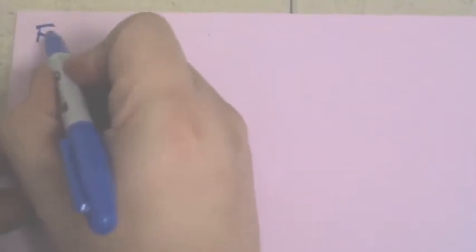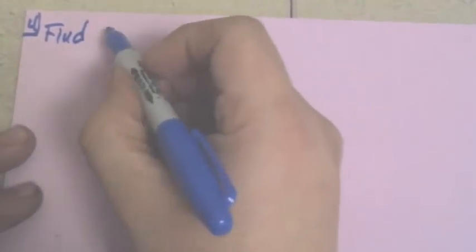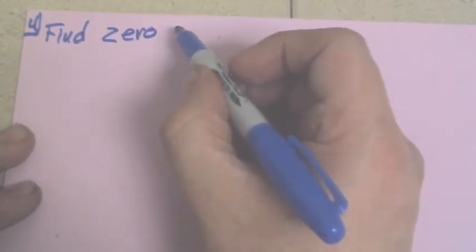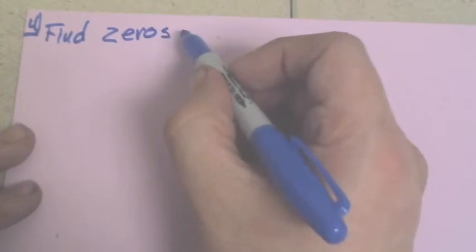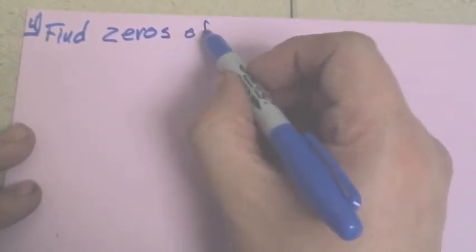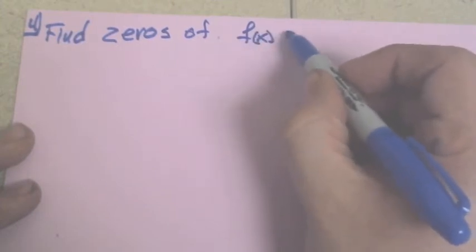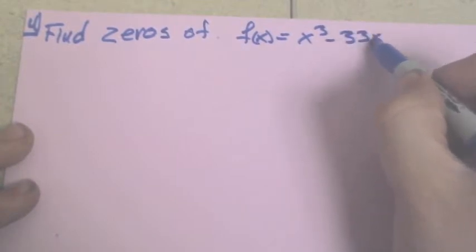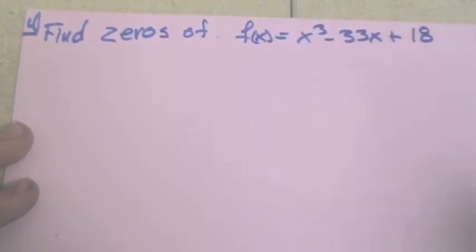Let's see, 4. You were asked to find the exact zeros. I should probably number these. 4. That was 3. Okay, so remember those. So find the zeros, and you were asked for exact zeros. That means don't use your calculator, essentially, of f of x equals x to the third minus 33x plus 18.